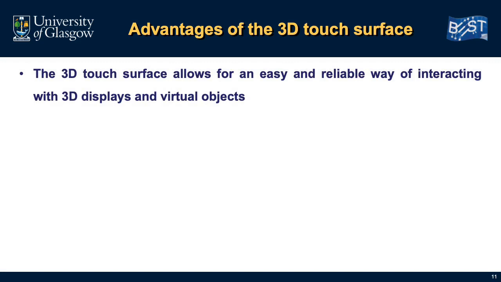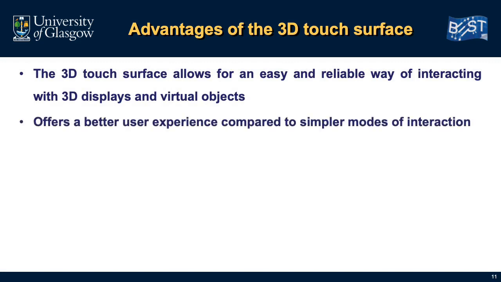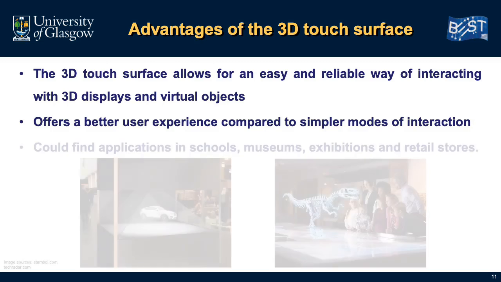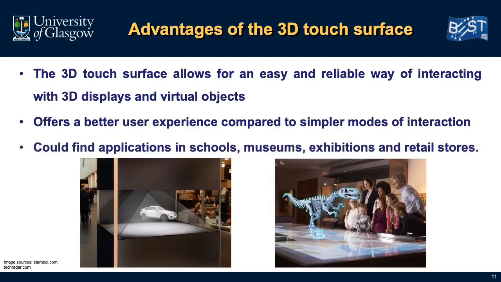It offers a more immersive experience than the simpler approaches by giving the illusion of directly touching the virtual object. When compared to the more immersive mid-air gesture sensing, the 3D touch surface approach can be much easier to use, as it has a shallower learning curve. This is quite important when people are using it for the first time. Because of these advantages, the 3D touch surface paired with a 3D display could find applications in places such as schools, museums, exhibitions, and retail stores.